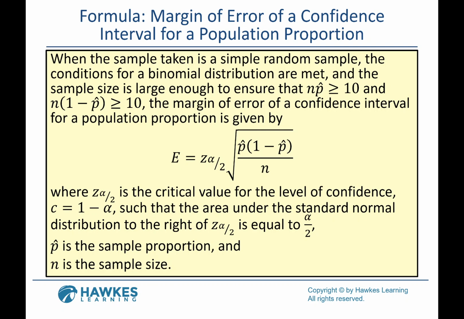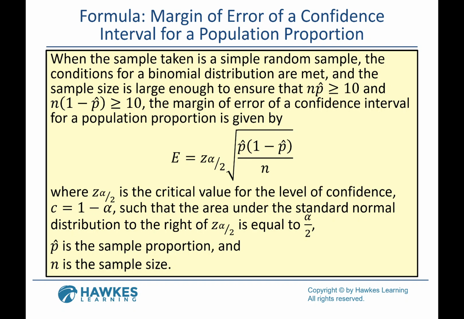Luckily, that's not too difficult to get unless you have a very extreme p-hat, like 0.99 something or 0.01 on one end of the spectrum or the other. Then that's not too bad. So we're not going to worry about it too much. Then here's our margin of error.